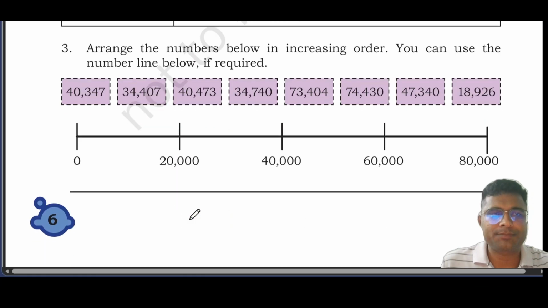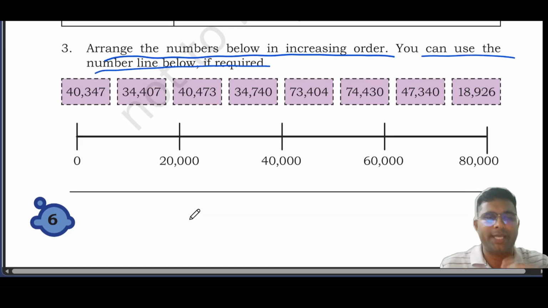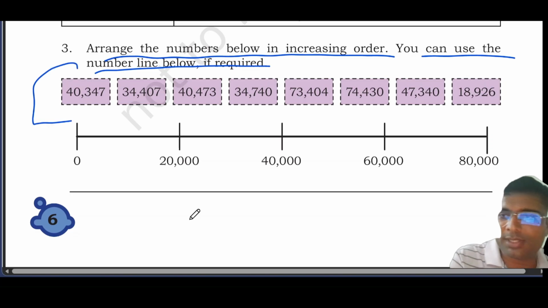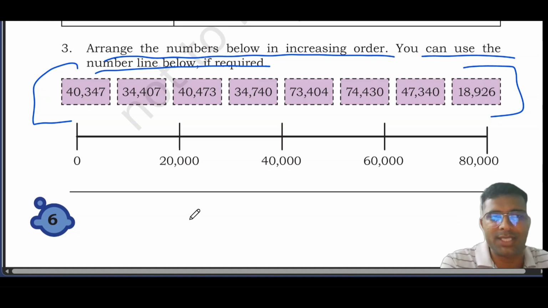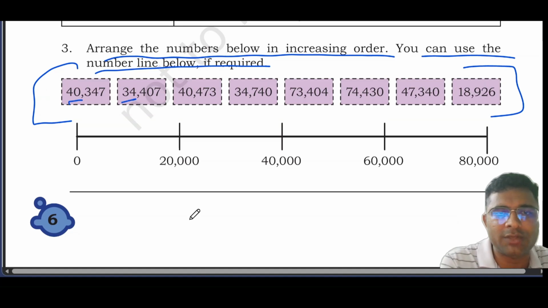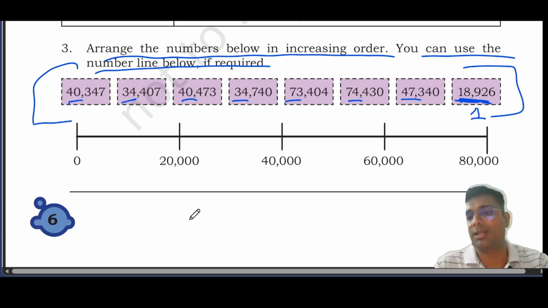Coming to next. In question number 3, arrange the numbers below in increasing order. You can use the number line below if required. Some numbers are given here, but they are not in order. We have to put them in increasing order. So in increasing order, children, first of all we write the smallest number. Which one is smallest here? This is 40,000, this is 34,000, 34,000, 47,000, 18,000. So this is the smallest. I'm giving it an order, so this is first, it means this is the smallest.